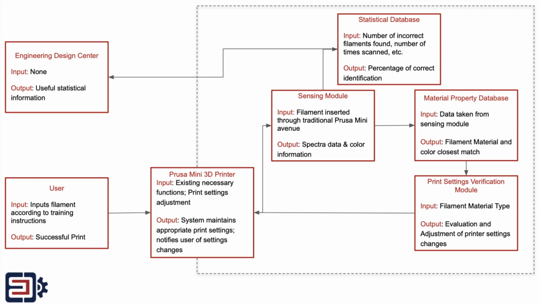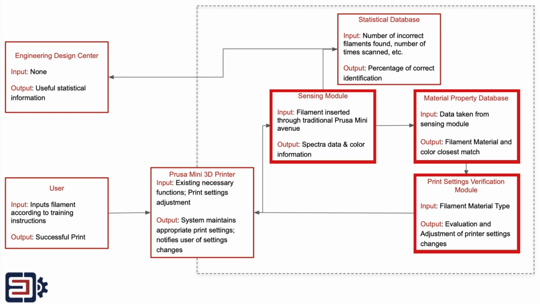The goal of this project is to create a system that can reduce plastic waste for academic makerspaces while improving the rate of successful prints. Here, we have a functional block diagram that highlights the four main functions of our system: sensing the material, comparing the materials to our database, verifying the user settings, and finally, logging system statistics.